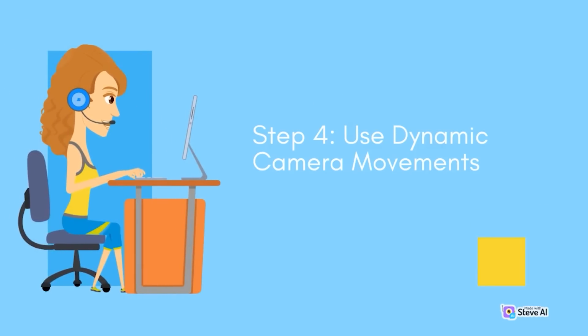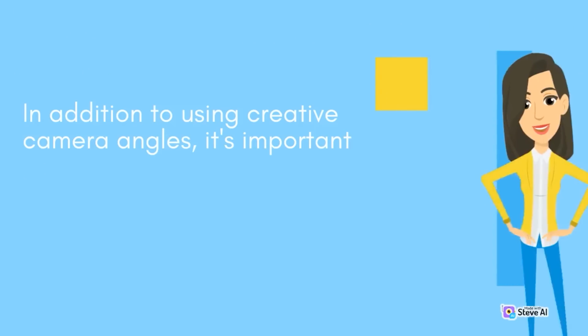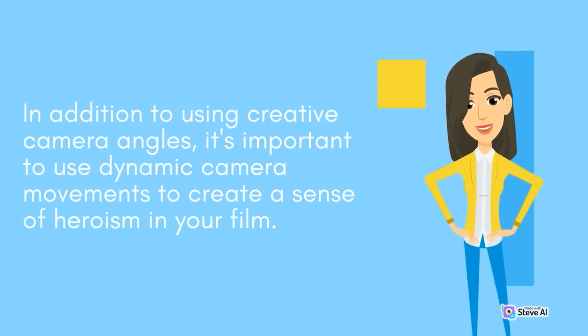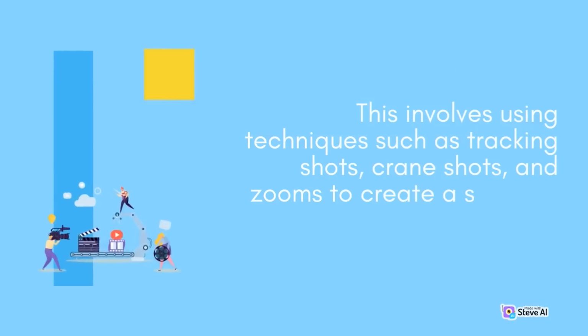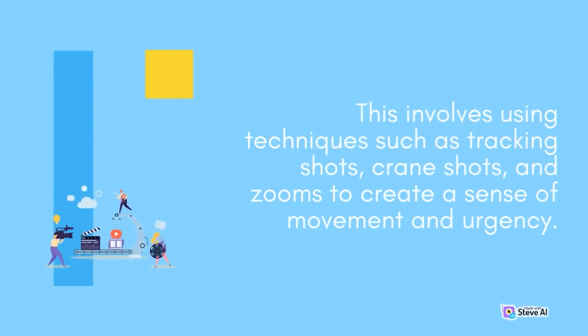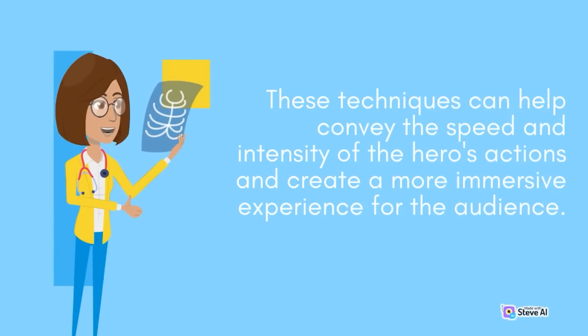Step 4: Use dynamic camera movements. In addition to using creative camera angles, it's important to use dynamic camera movements to create a sense of heroism in your film. This involves using techniques such as tracking shots, crane shots, and zooms to create a sense of movement and urgency. These techniques can help convey the speed and intensity of the hero's actions and create a more immersive experience for the audience.